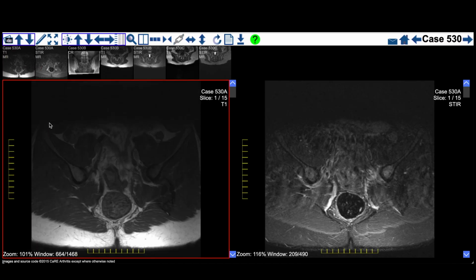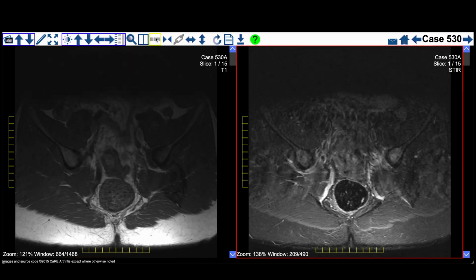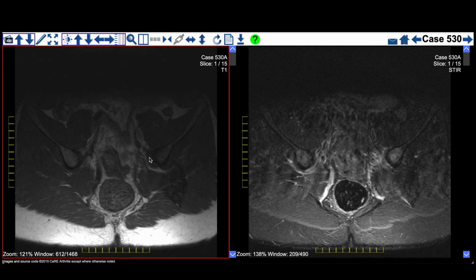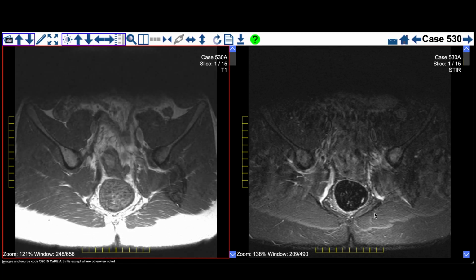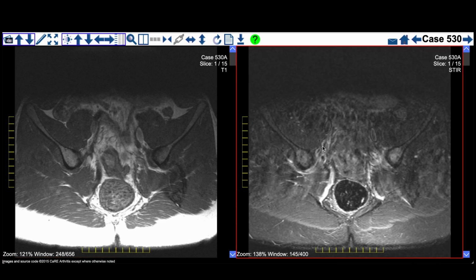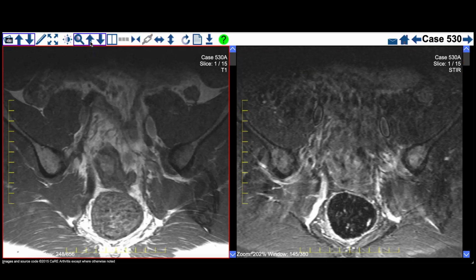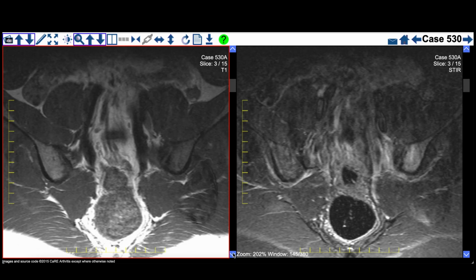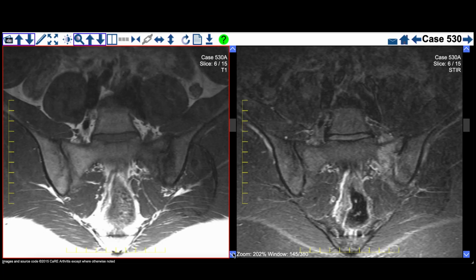So the T1 is on the left and the STIR sequence is on the right. Let's make this image much brighter, and we'll do this on the STIR sequence as well. Let's magnify both scans, and let's review each scan slice by slice from anterior to posterior.